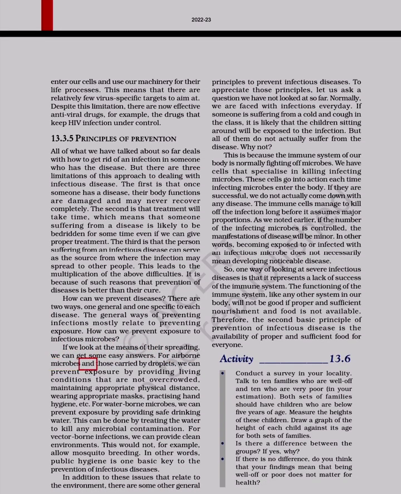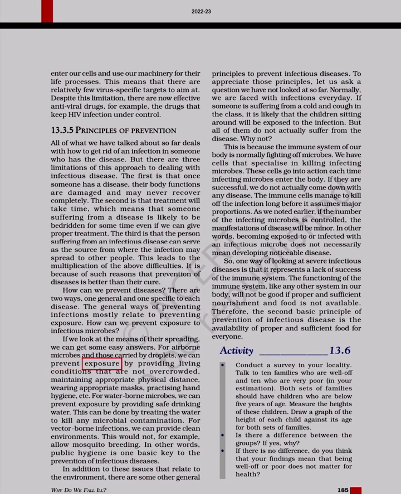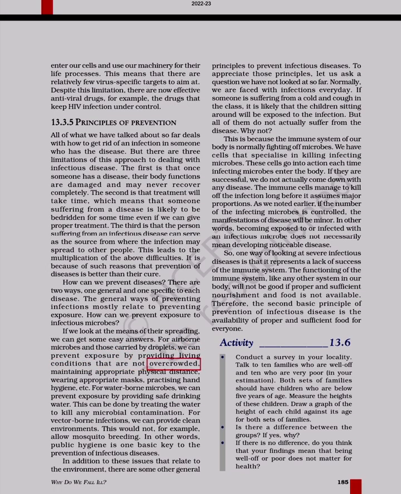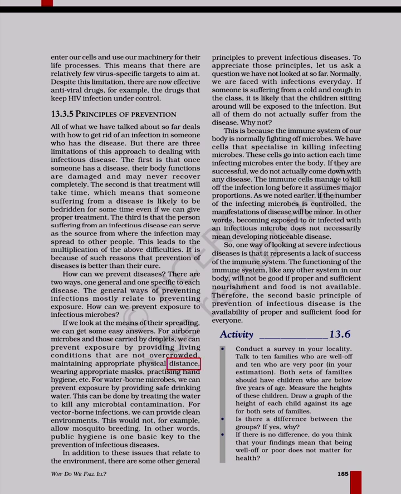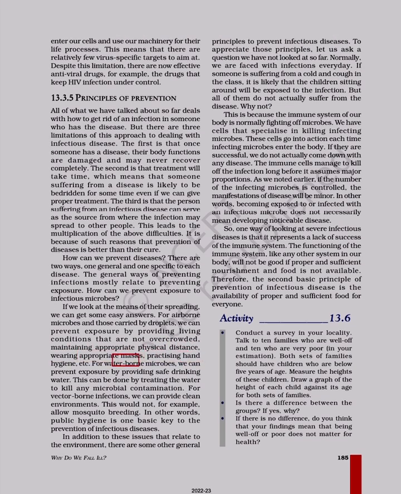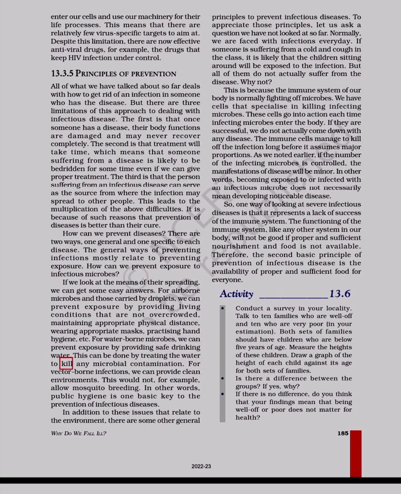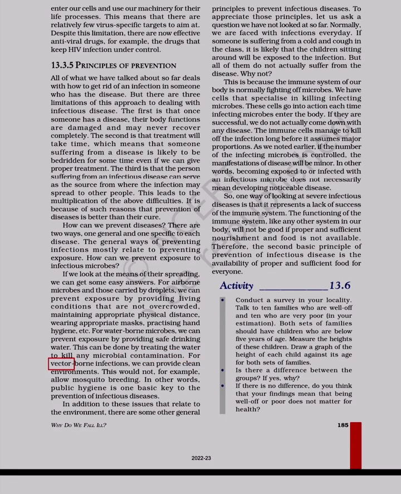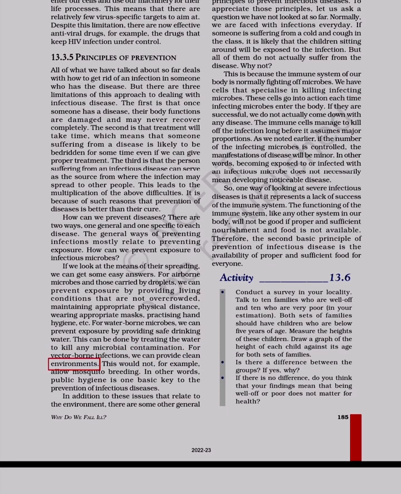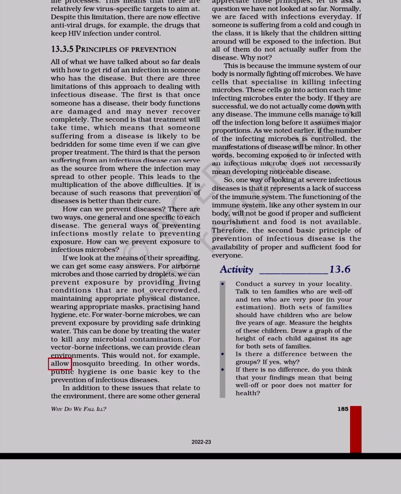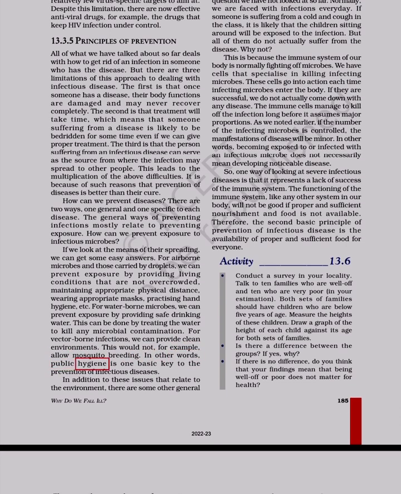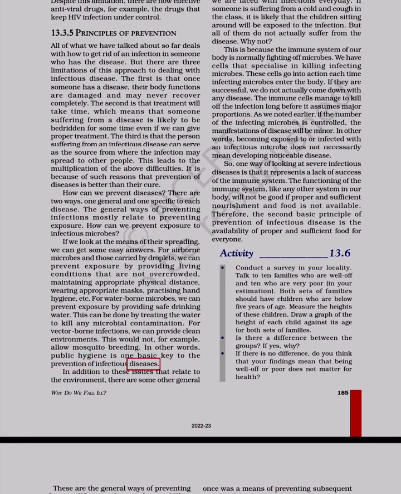For airborne microbes and those carried by droplets, we can prevent exposure by providing living conditions that are not overcrowded, maintaining appropriate physical distance, wearing appropriate masks, practicing hand hygiene, etc. For waterborne microbes, we can prevent exposure by providing safe drinking water. This can be done by treating the water to kill any microbial contamination. For vector-borne infections, we can provide clean environments. This would not, for example, allow mosquito breeding. In other words, public hygiene is one basic key to the prevention of infectious diseases.